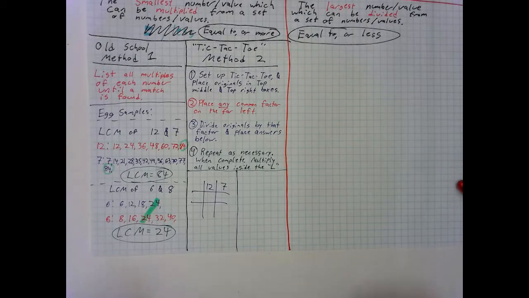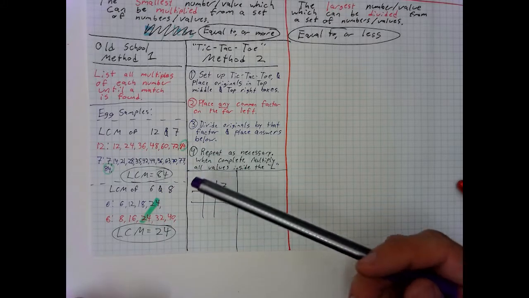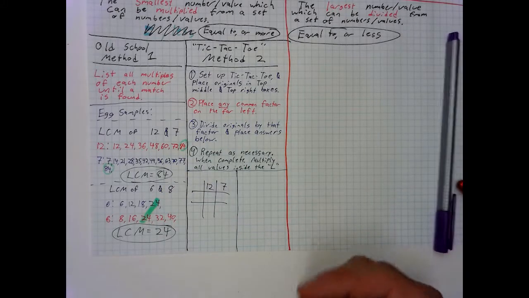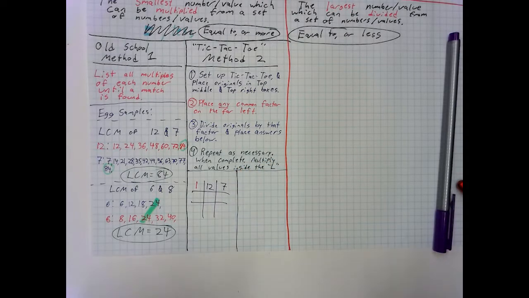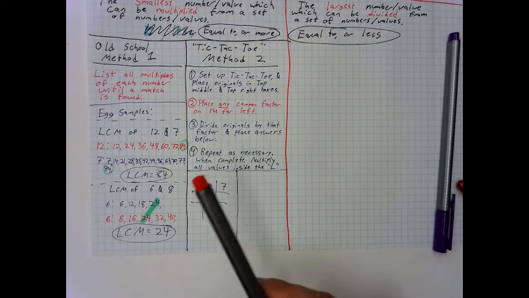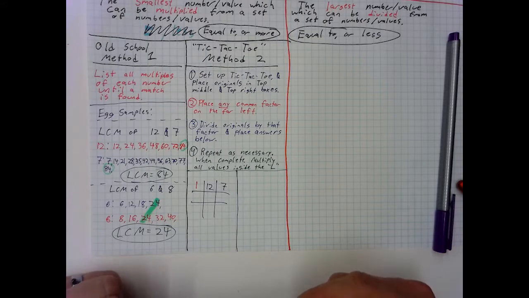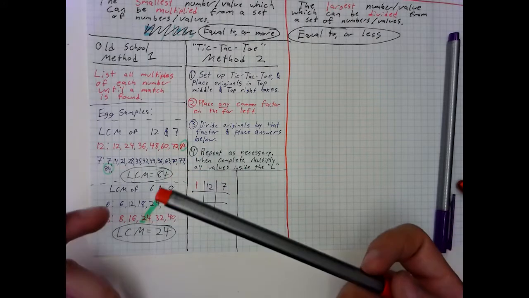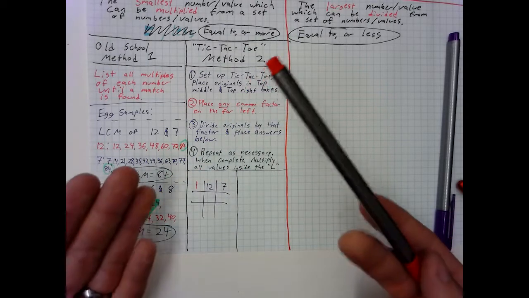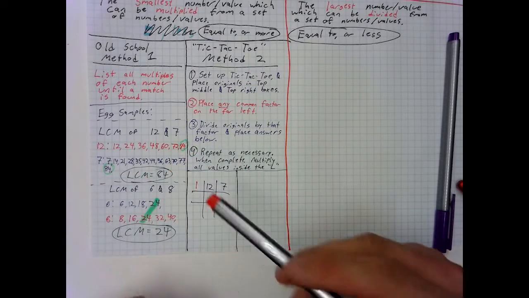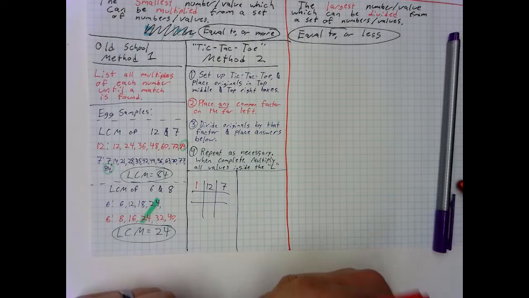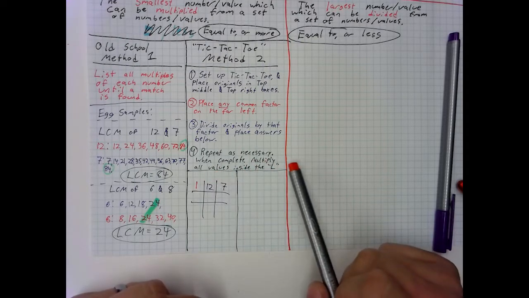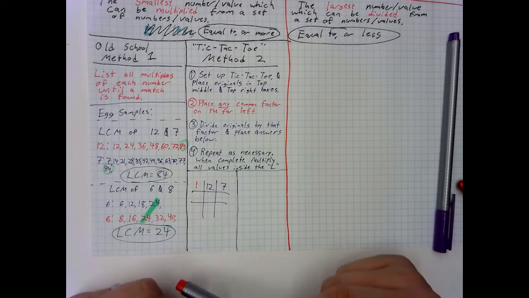Step 2, I'm going to place any common factor I can think of in the top left. Lucky for us, 12 and 7 do not share any common factors, other than, of course, 1. It then says to divide the originals by that factor and place answers below. Not really necessary for this. If you really wanted to, you could put 12 and 7 and another 1, but that's just a waste of time. Repeat as necessary refers to this 1.